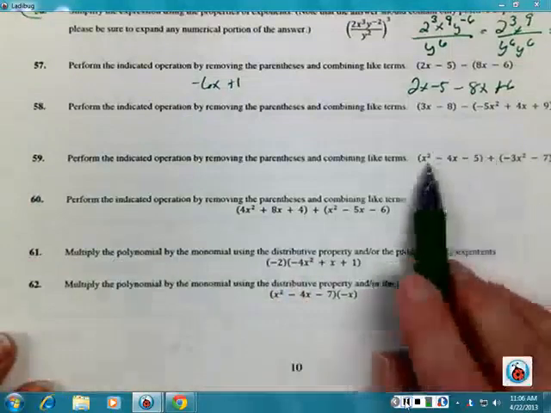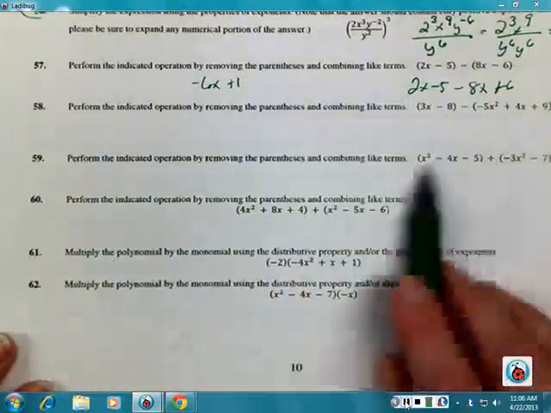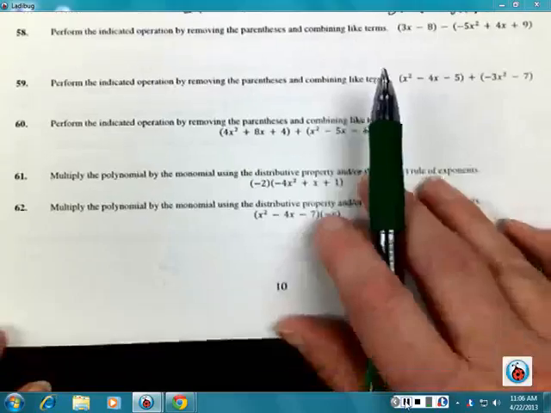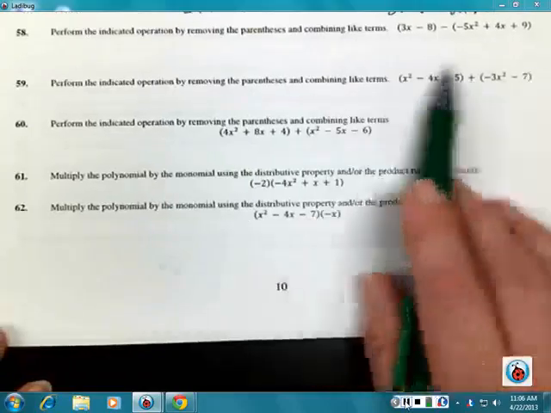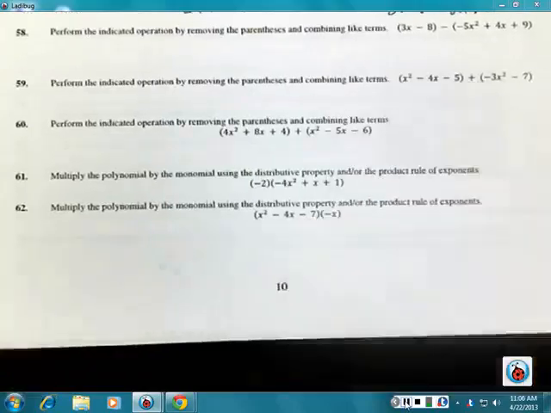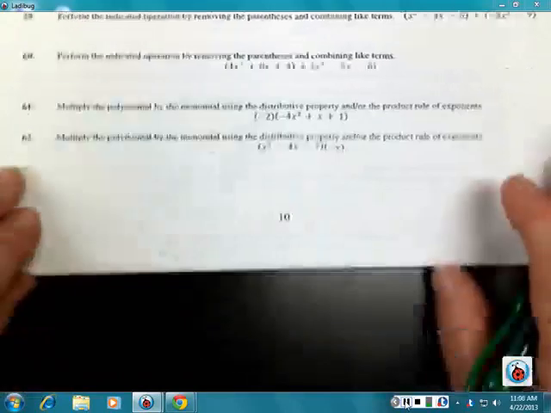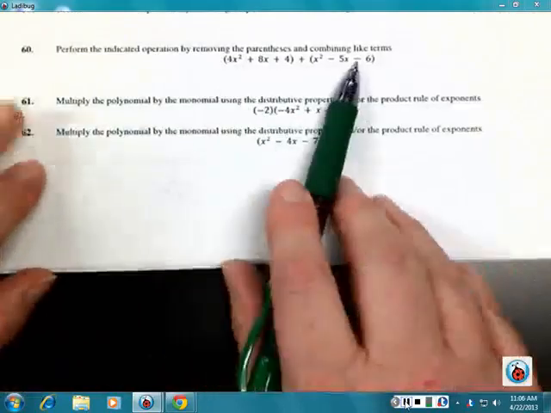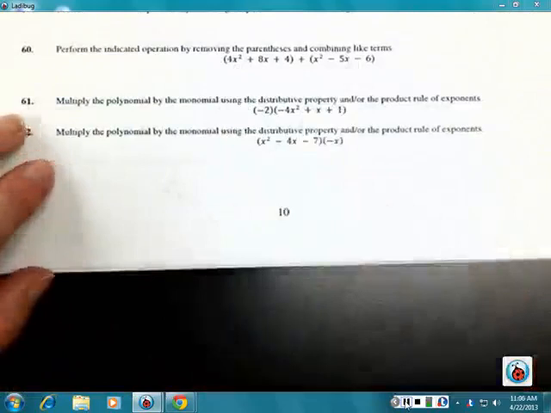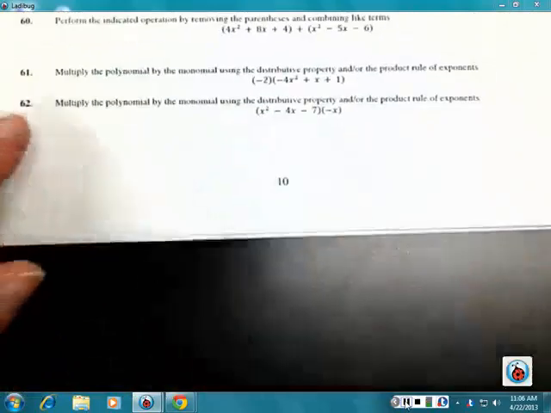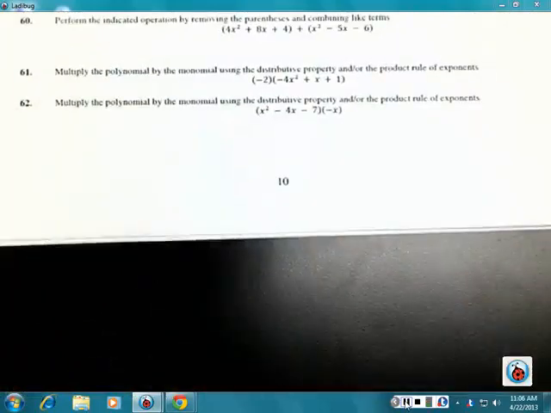Do I have to do anything different if it's an addition? The addition is just that you're going to remove your parentheses and combine your like terms together. And 60 is also an addition. So that one's left for you to do. 61. What's 61? What do I have to do to it? Polynomial, using the distributive property.